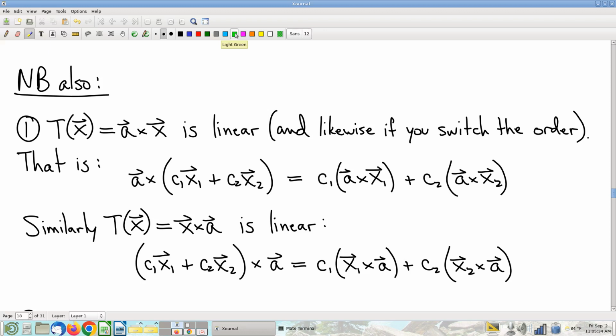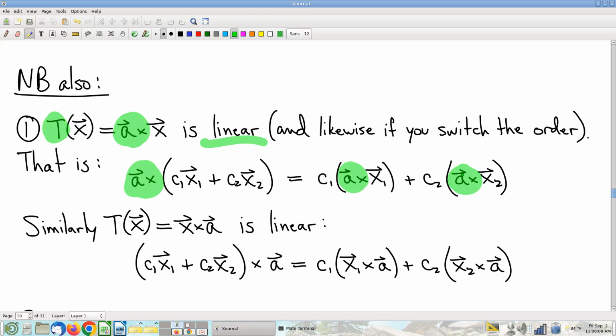But if you use cross product with a fixed chosen vector to define a function, right? So my function T here is cross product with a. So whatever vector x you give me, what I do to x is cross product with a. That function is linear. And so if you write that out explicitly, here it is. There's the function.